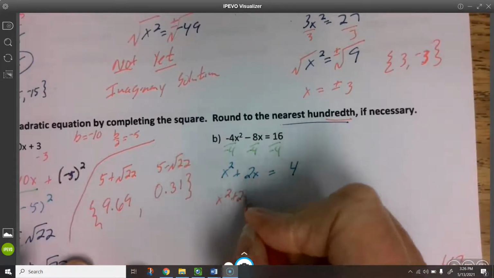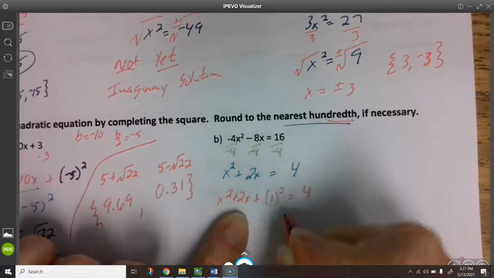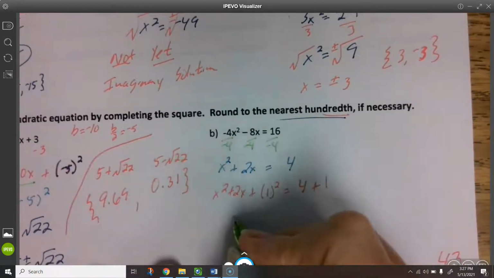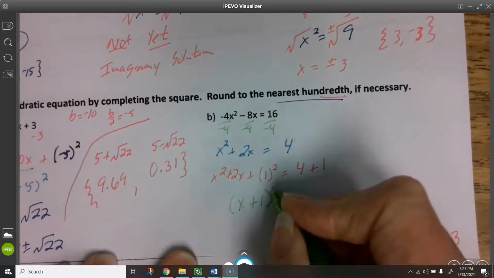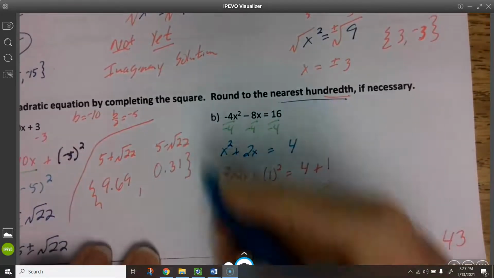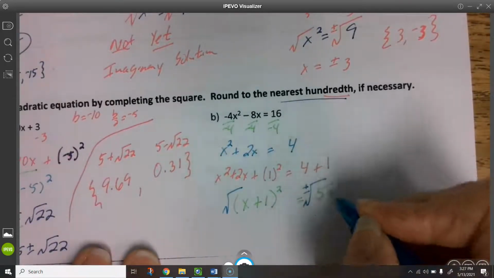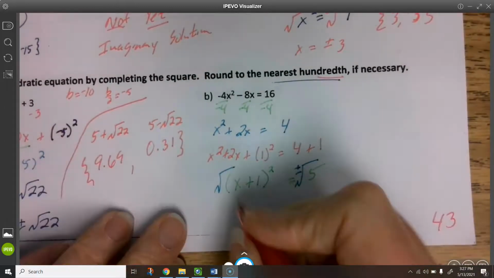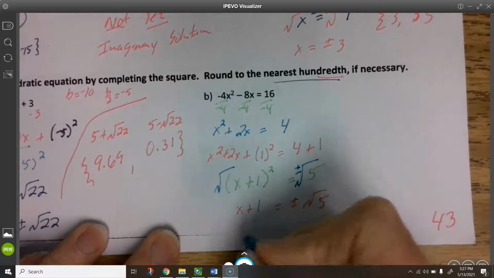X squared plus 2x, leave a space. Half of 2 is 1. 1 squared is 1, so I'm adding 1 here. This is a perfect square trinomial, so I factor it. I now have a square on one side and a number on the other, so I can just take the square root of both sides. I have to put the plus or minus on the side the variable is not on. This one has a variable, so I have to put it over here. So I get x plus 1 is equal to plus or minus the square root of 5. Move the 1 over.